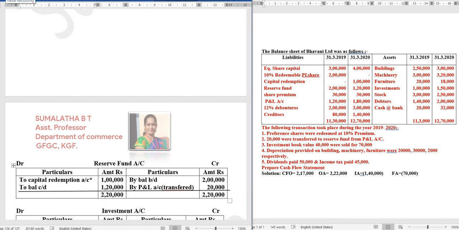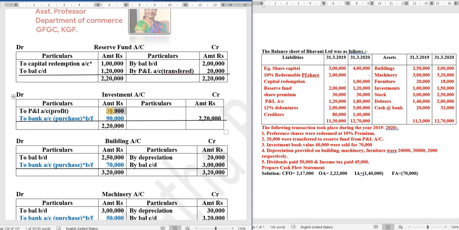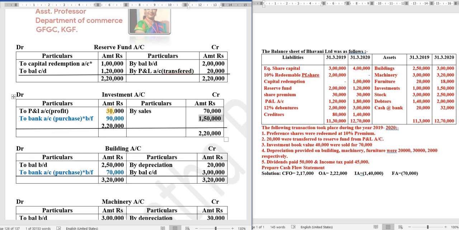And next. Now let us see the investment account. Here we have to prepare the investment account. Let us see how the investment account has to be prepared. First take the opening balance and closing balance. Okay, fine. First take the opening balance 1 lakh and closing balance 1,50,000. Opening and closing you have recorded.